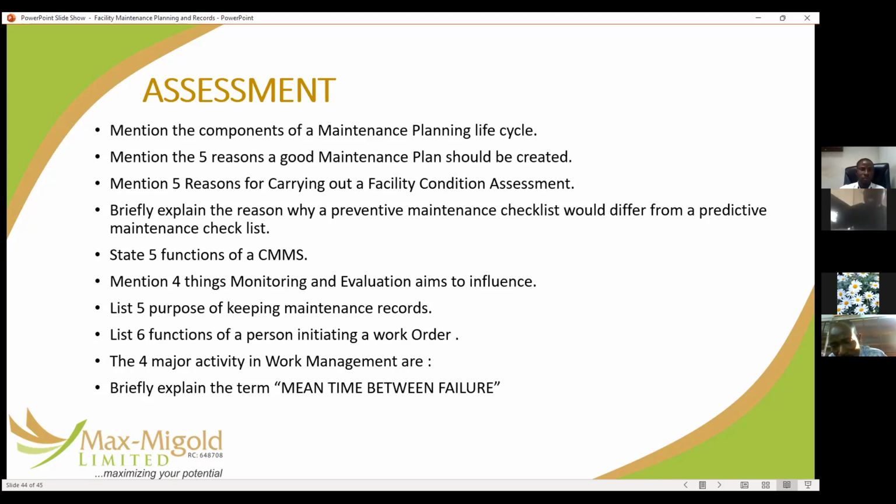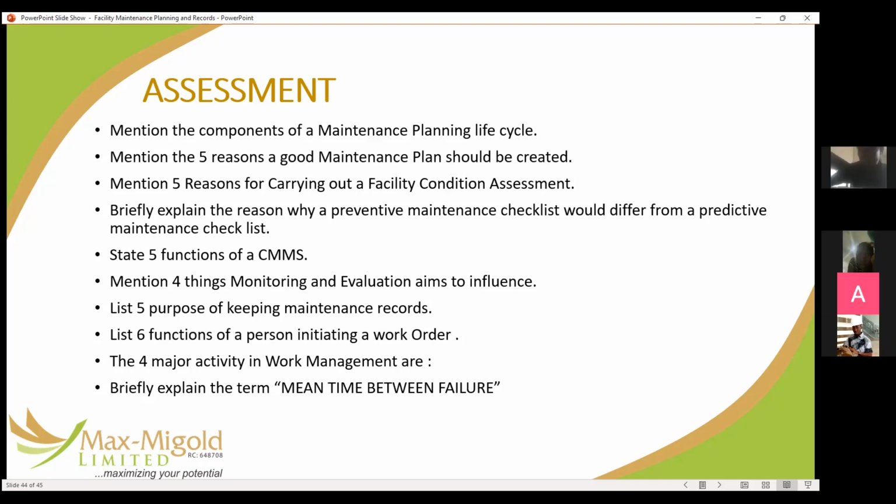All right, so I want you to give me the formula for the MTBF again. You said it's the ratio of total number of hours you use the equipment divided by the number of breakdowns within that hour. Number of hours equipment is used, divided by the number of breakdowns within that hour. Okay. Thank you.